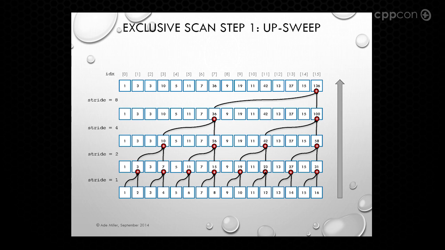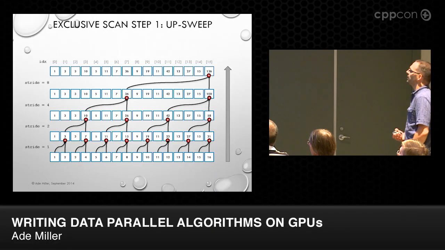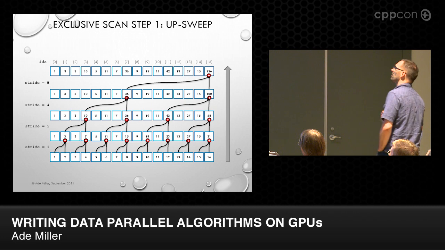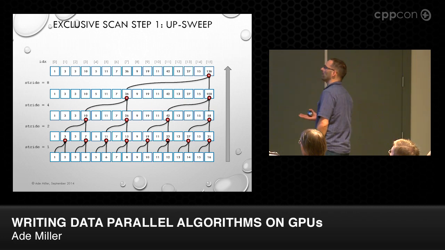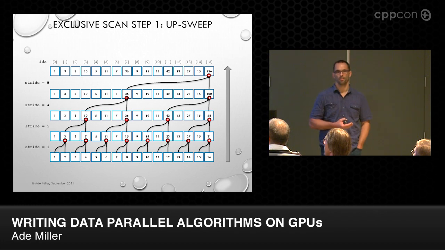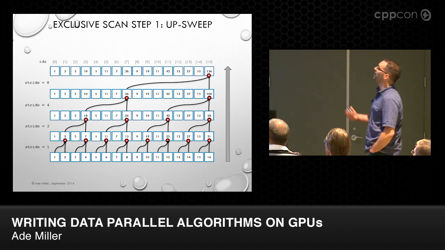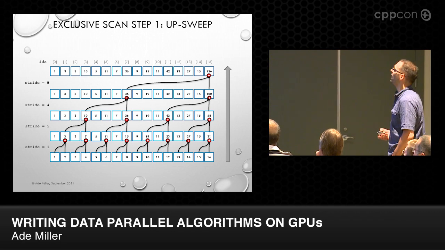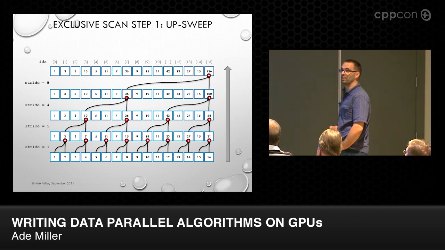So this is an exclusive scan, which means that I'm not including the final number. This is a way of doing the same thing, but with fewer operations, right? So this should be familiar. This is actually a reduce. It's exactly what we were doing before, right? I end up with my magic 136 up the top there.